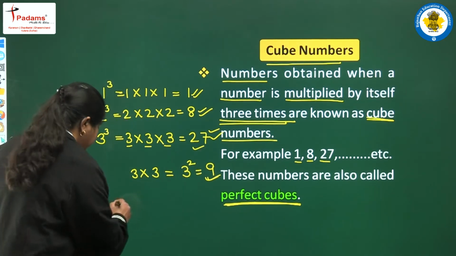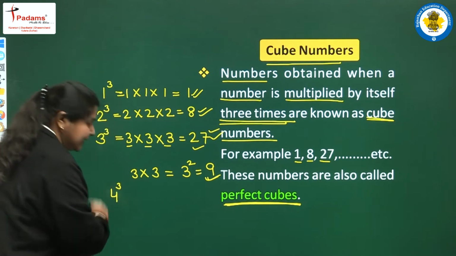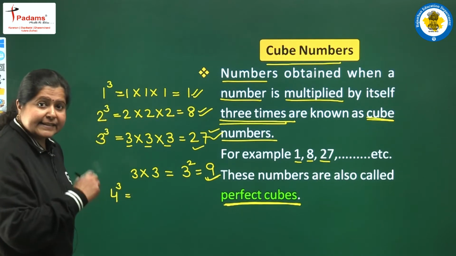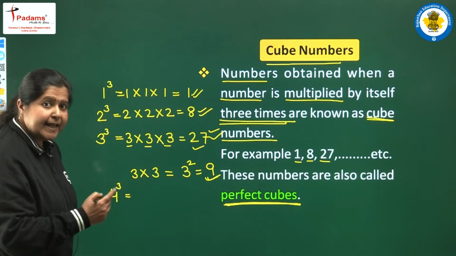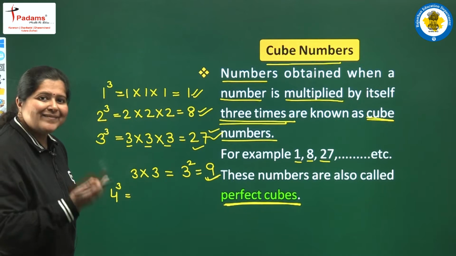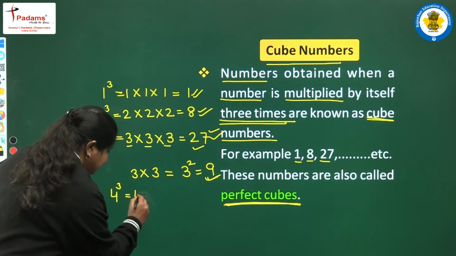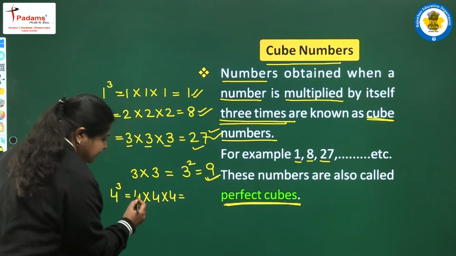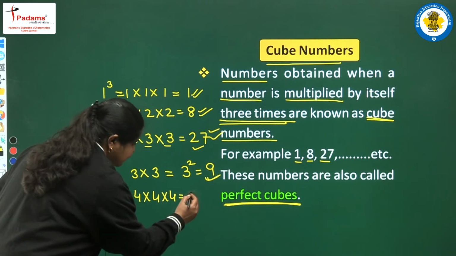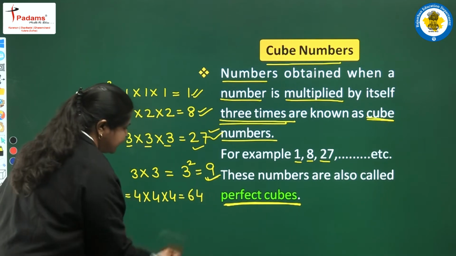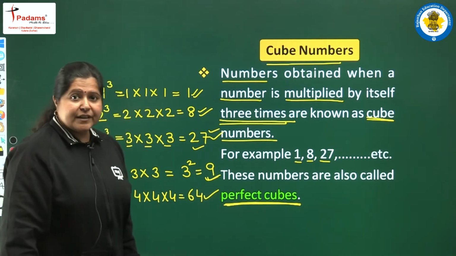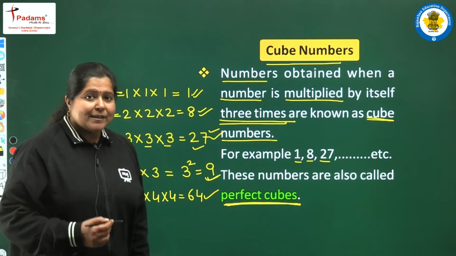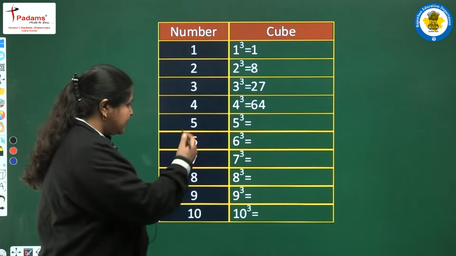So now if we want to find 4 raised to power 3, ये कैसे मिलेगा हमें? क्योंकि पावर 3 है, इसका मतलब हमें 4 को 4 से ही कितनी टाइम्स मल्टीप्लाई करना है? 3 टाइम्स. So we get 4 into 4 into 4 and you will get it 4 4s are 16, 16 4s are 64. So this is again a perfect cube or we call it a cube number. So I hope it is clear to you. Similarly, we can find the cubes of other numbers also.